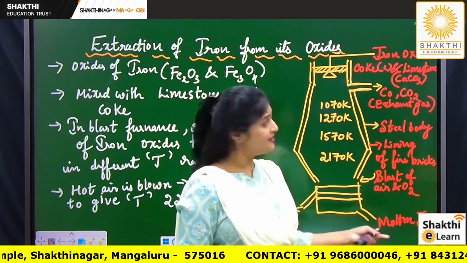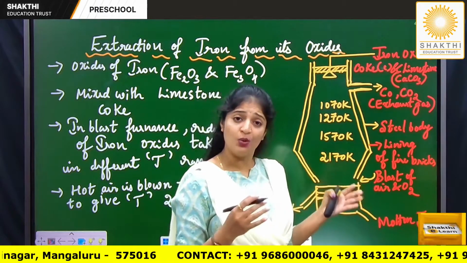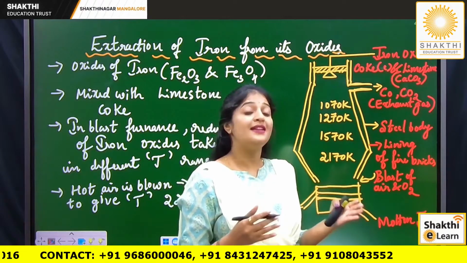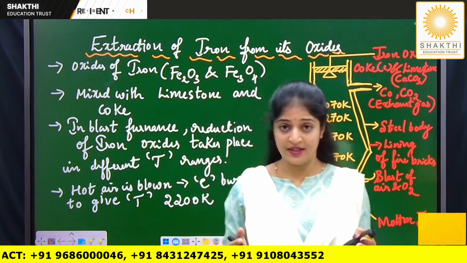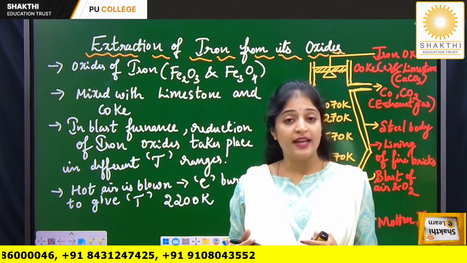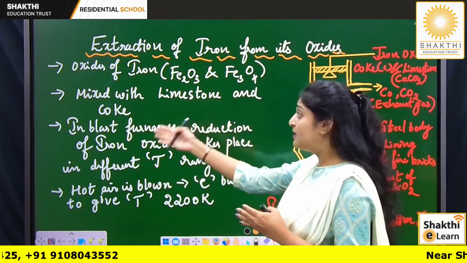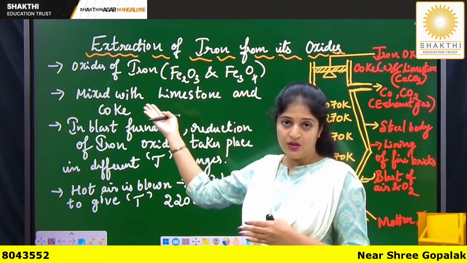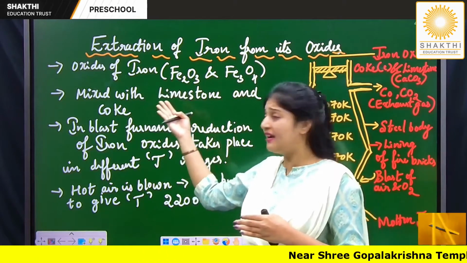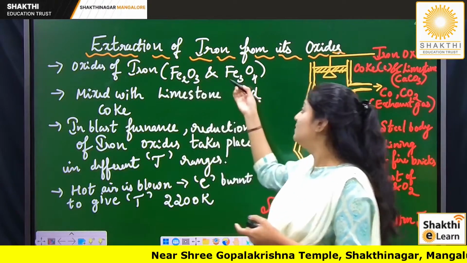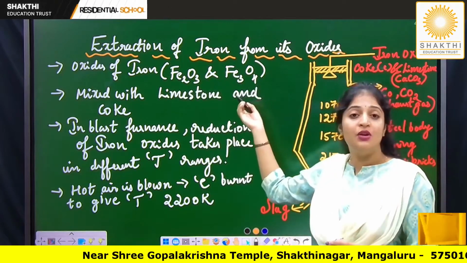So this is the explanation of how the blast furnace is made up. Then we will see what reaction is happening in this blast furnace. First of all, we need to take a mixture of the compositions, that is the oxides of iron. These oxides of iron can be Fe2O3, that is hematite, or Fe3O4, that is magnetite.